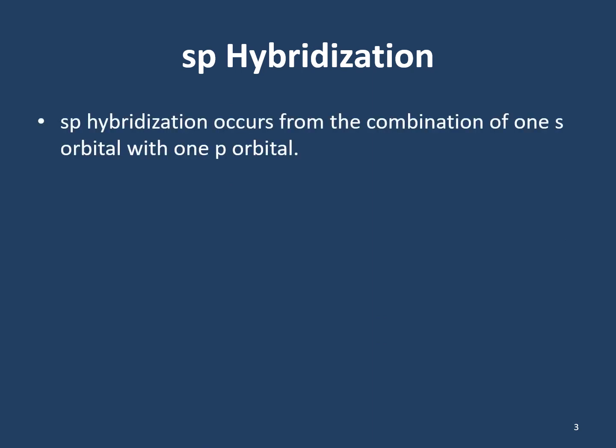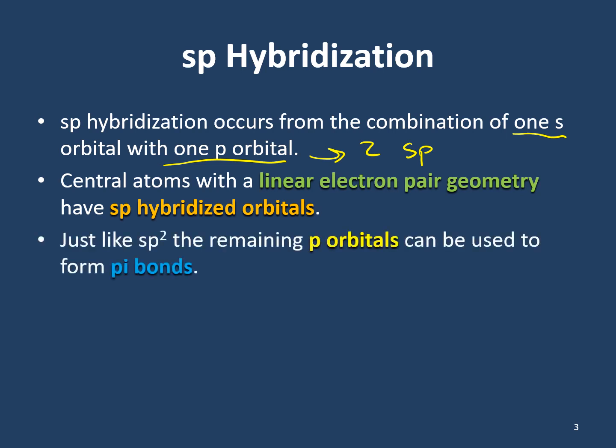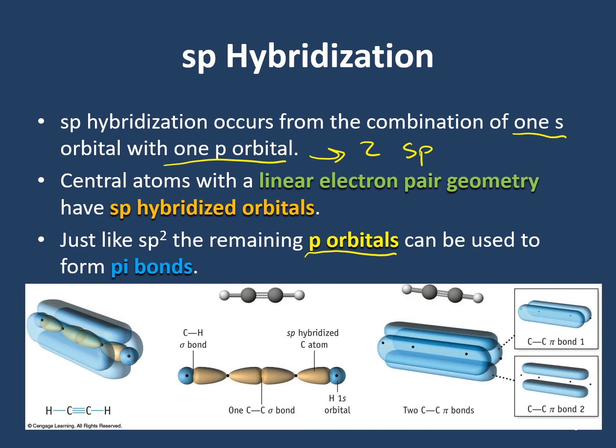So let's talk about sp hybridization. sp hybridization occurs when we combine a single s orbital with a single p orbital, giving us a total of 2 sp hybrid orbitals. These hybrid orbitals occur when our electron group geometry is linear. Just like in sp2, we have remaining p orbitals. In this case, we have 2 extra remaining p orbitals that can be used to form pi bonds. So like in acetylene, C2H2.